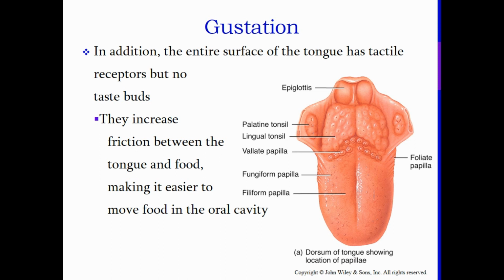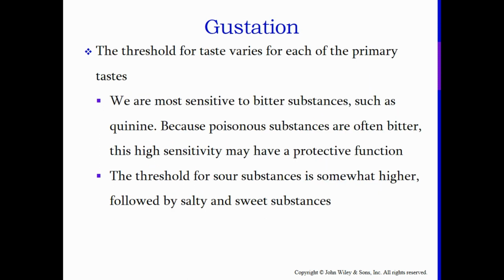There's only certain sections that are sensitive to taste, but you do have touch receptors all over your tongue, and they're very, very sensitive. If you've ever gotten a hair in your mouth, you know how sensitive your tongue can be. They increase friction between the tongue and food, making it easier to move food back to the oral cavity for swallowing.